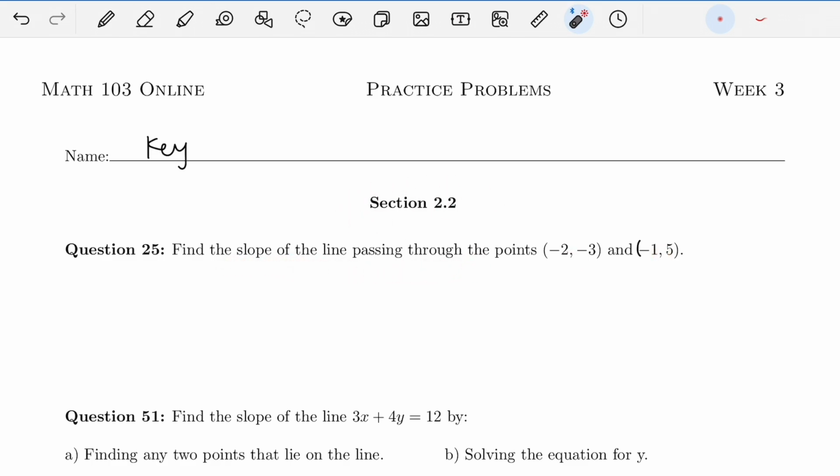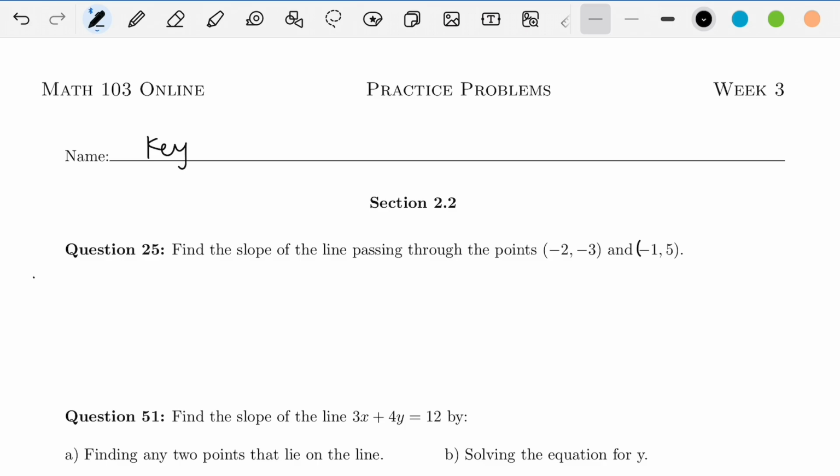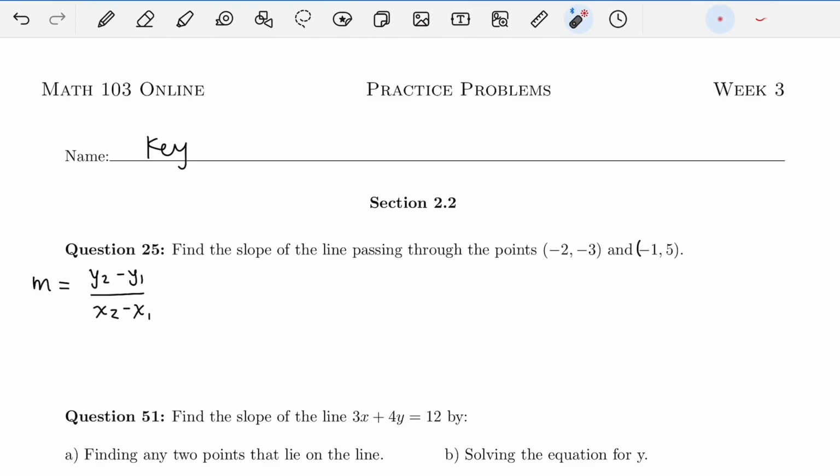these 2 points. Now we know we can easily find the slope of the line given 2 points on that line using our slope formula here. And that says m is going to be equal to y2 minus y1 over x2 minus x1. Now, these y sub 2 and y sub 1 and x sub 2 and x sub 1 are given from these coordinates here.